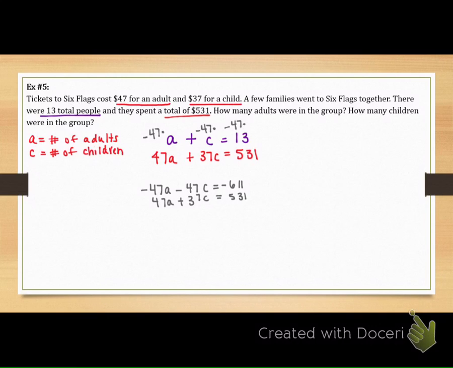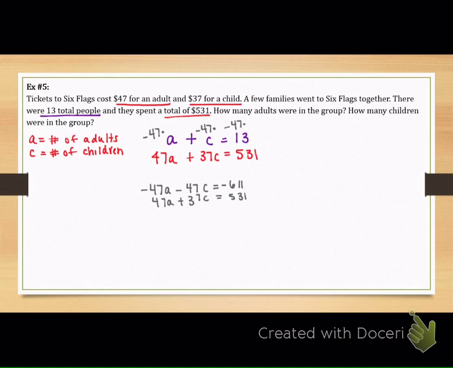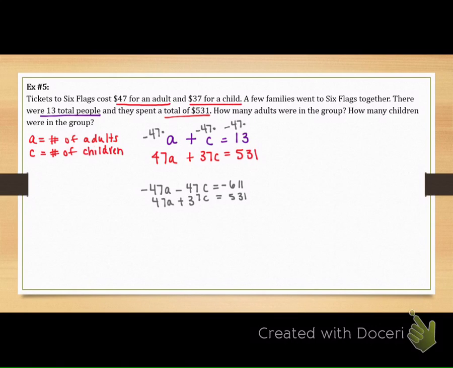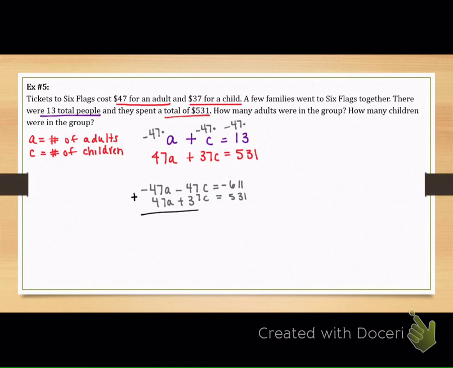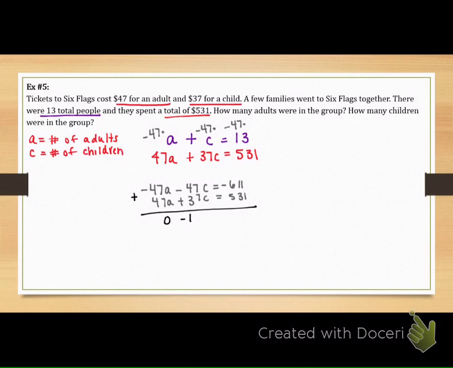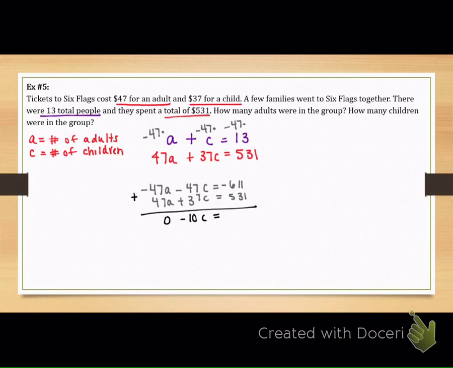But that way we have our opposites in the A, right? Negative 47 and 47 are opposites, so that cancels. And you said, Sarah, that is correct. Okay. So we add them together, and I get 0 minus 10C equals, is it negative 80? Is that what it is? Somebody tell me. It is negative 80. Okay. So I get negative 10C equals negative 80.